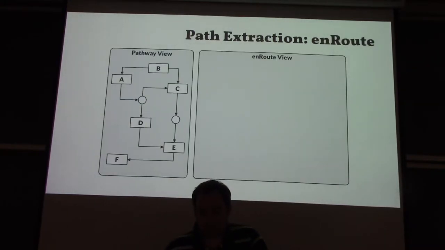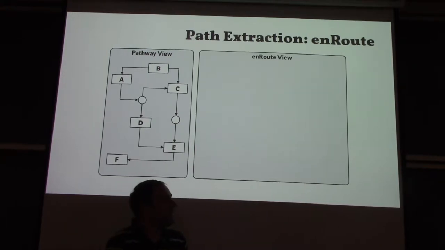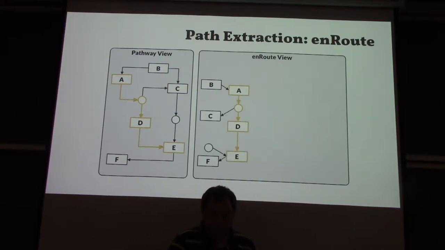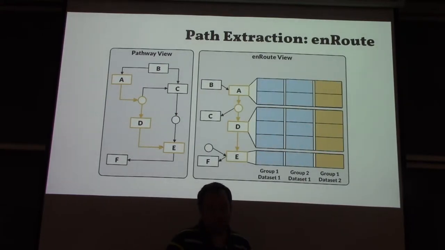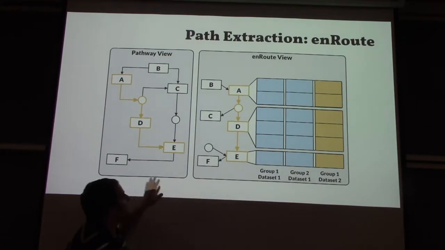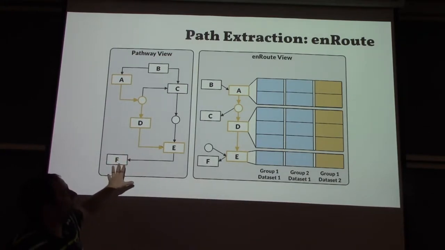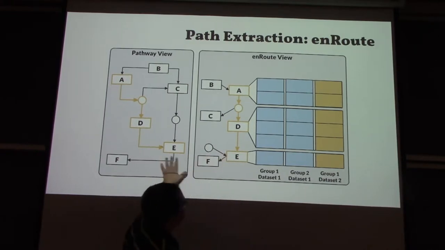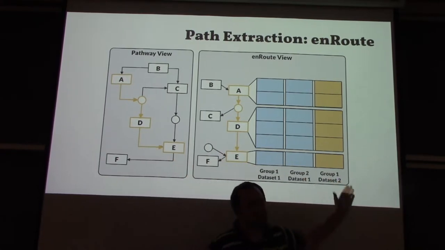And then I showed this one example where we essentially use user feedback on what is currently an interesting path, and the user selects the path, and then we show detailed information for that path by using a multiple coordinated view approach. Here we show some of the topology that is relevant for the current selection, and then here we show experimental data.